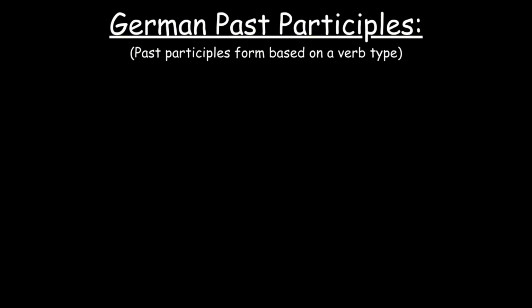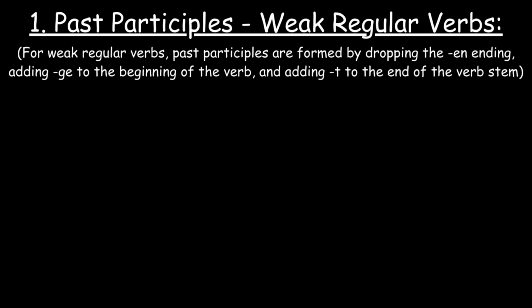Past participles in German typically form based on a verb type. For weak regular verbs, past participles are formed by dropping the n ending, adding ge to the beginning of the verb, and adding t to the end of the verb stem.